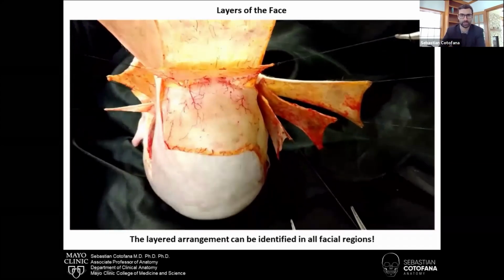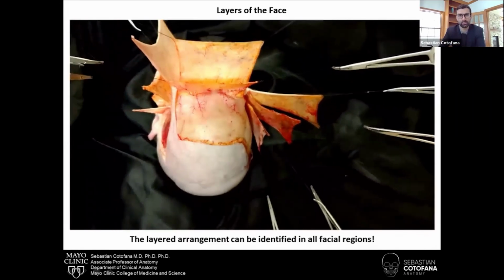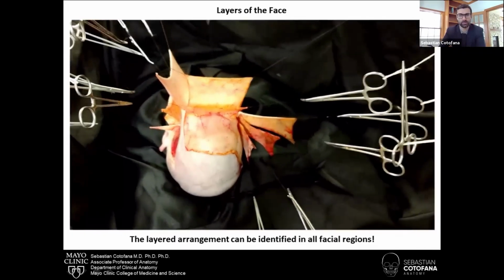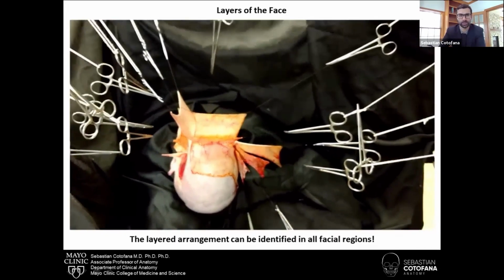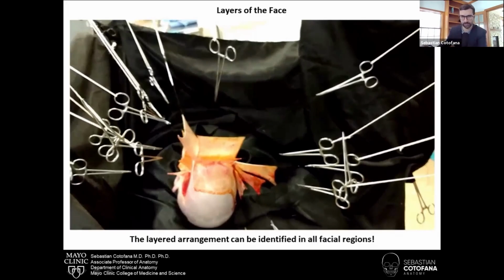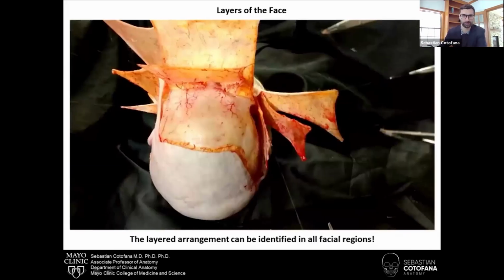This is how my dissection looks. If you want to see how I did this dissection, you can see that you need a lot of materials to be able to dissect and perform all of these areas at once.